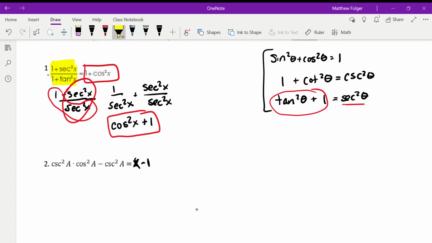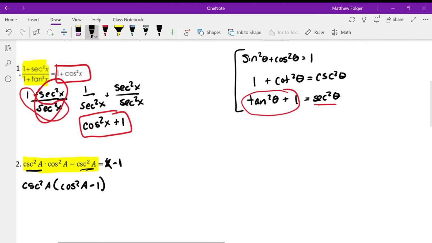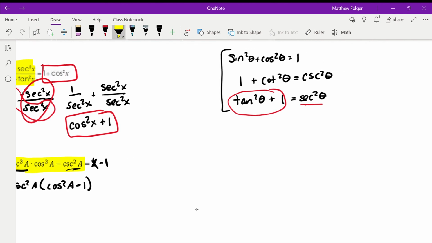So the more complicated side that we're going to have to simplify is this one. So first thing we're going to do is factor. So what factors out? Cosecant squared a. And what's left is cosine squared a minus 1. Now, cosine squared a minus 1 is an identity. Okay, if we look over here, we have this top one here. Now, you might be like, wait, but if I subtract 1, I'm still going to have a sine on this side, and that is true.